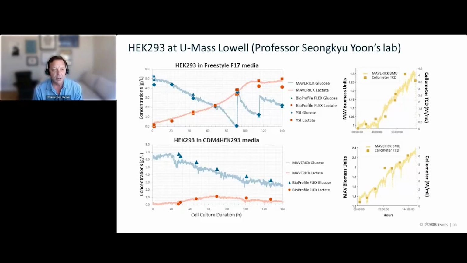And Maverick followed along really nicely. They actually almost entirely depleted glucose at one stage and gave it a large step feed, but a very nice agreement with both Flex and YSI. And likewise, total cell densities aren't extraordinarily high in HEK 293, but this one got up to around 4 million cells per mil, and Maverick's biomass units tracked reported values quite nicely.